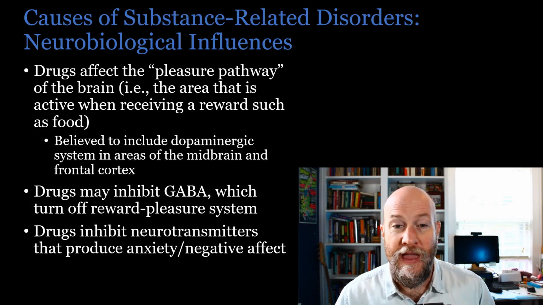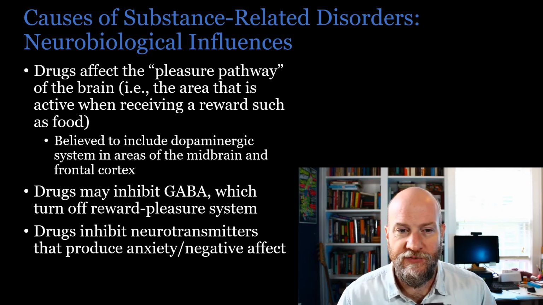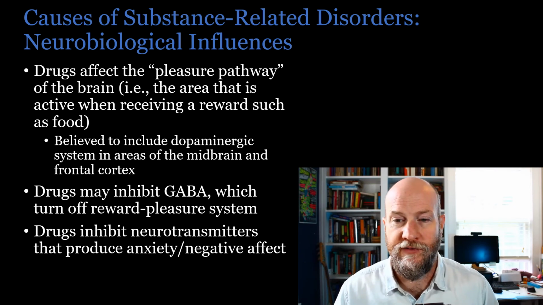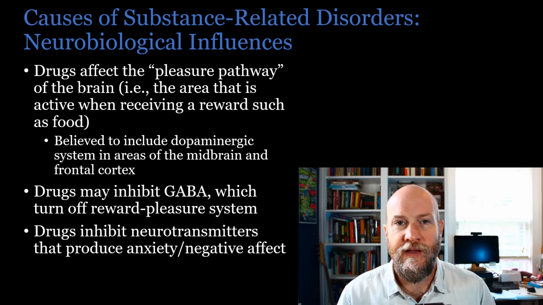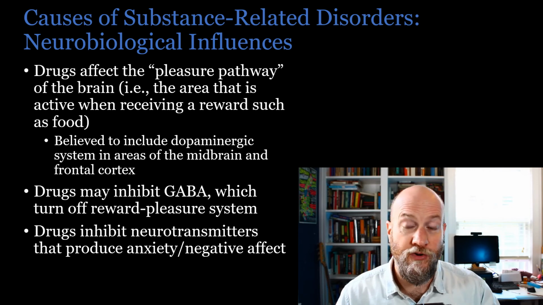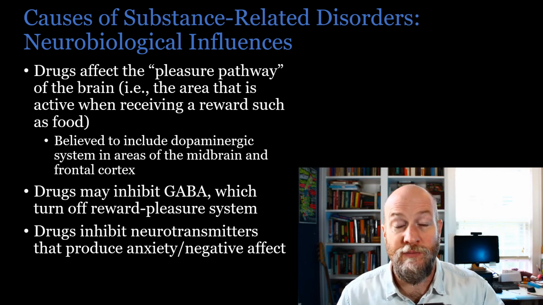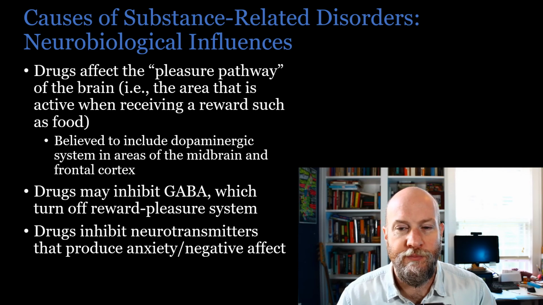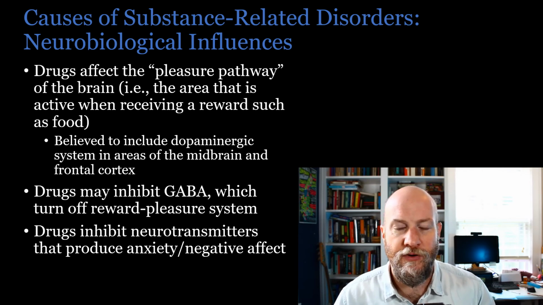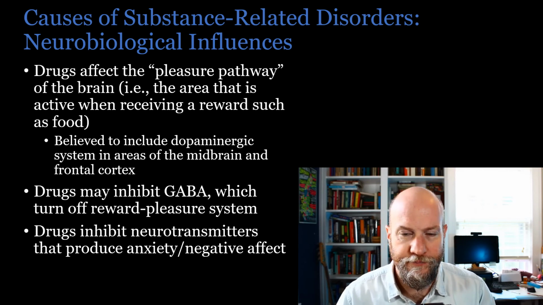We know that drugs may inhibit GABA, which is an inhibitory neurotransmitter, if you remember correctly. It's also involved in anxiety. But GABA essentially is the neurotransmitter that turns down the volume or turns off the reward pleasure system. So drugs that inhibit GABA tend to make it easier to get that sort of dopaminergic push in the brain. So drugs that inhibit neurotransmitters may produce anxiety, negative affect as well.